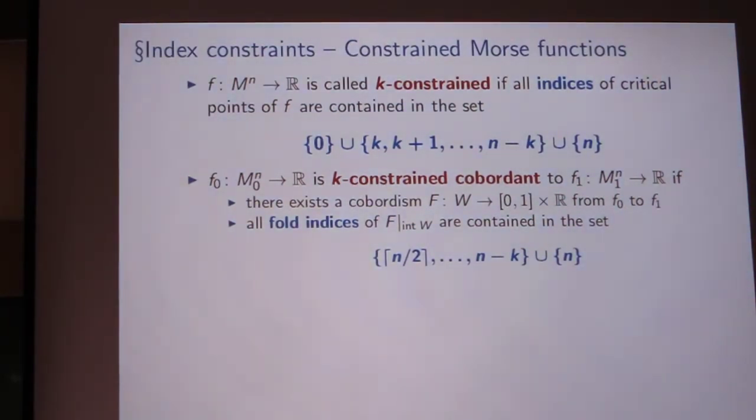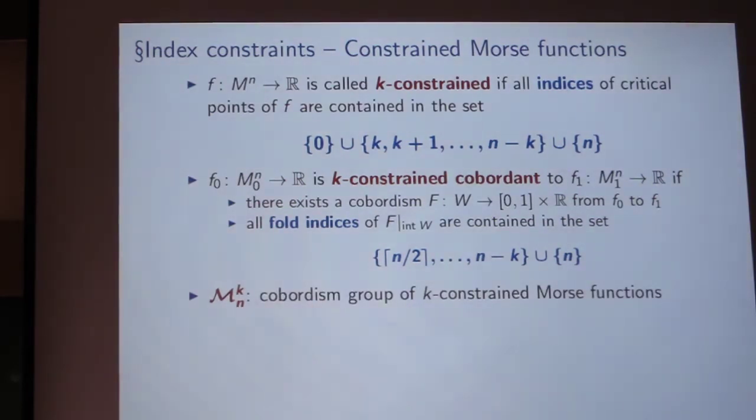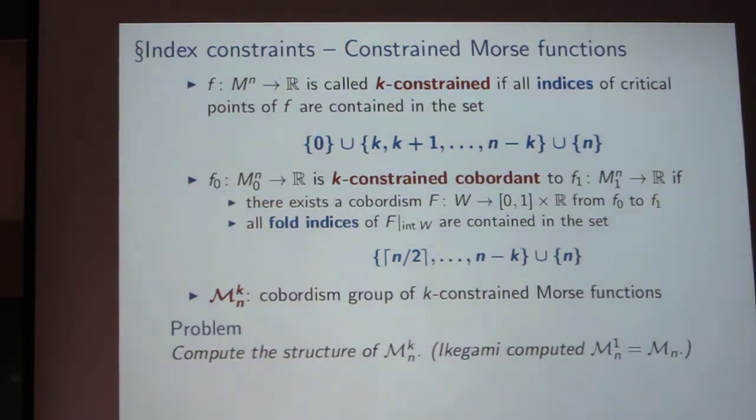Can you go back? Yeah, next. So what is this? This is the first group I mentioned in the beginning, where you have just a cobordism group of Morse functions. If K equals 1, what is the proof here? Yeah, you have to compute the structure, but Ikegami did it. That's what I write here. Ikegami computed the structure. But there is no constraint. No, there is no constraint. But that's the definition we have.